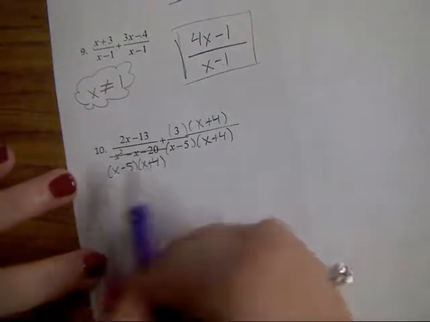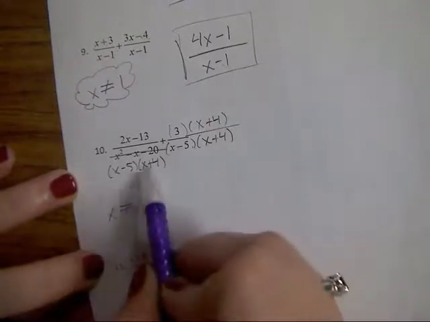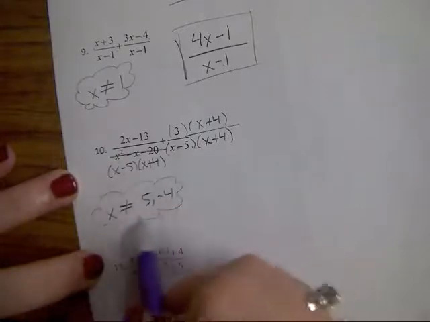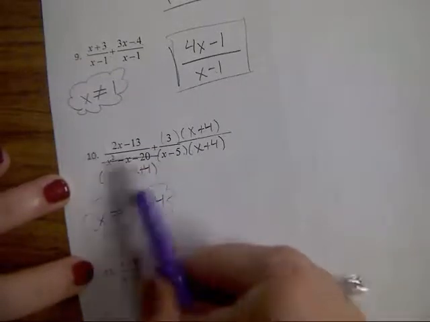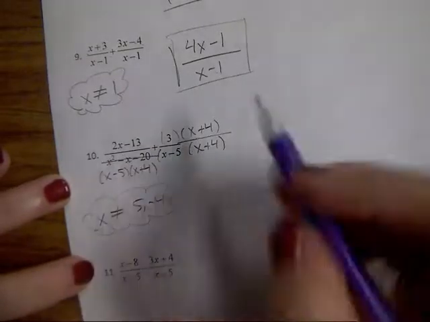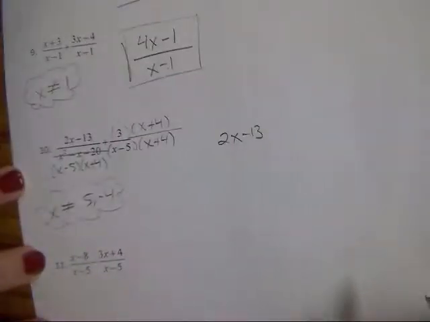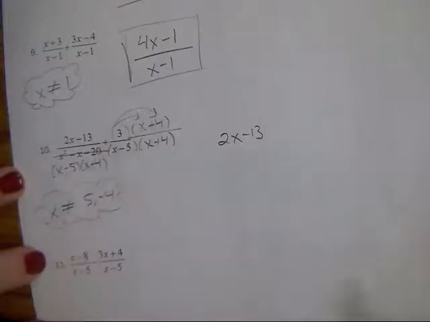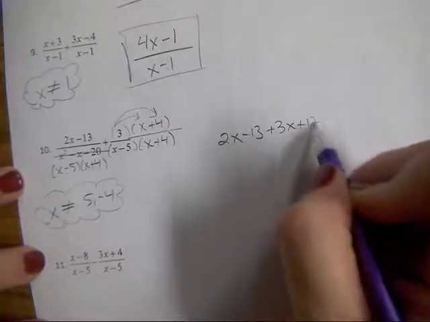Okay. Common denominator, go ahead and get my excluded values. I can't have 5 or negative 4. That would make that equal to 0. All right, here we go. First numerator does not change. Nothing got multiplied. So I'm going to keep 2x minus 13 just the way it is. Okay, here though, I get to distribute my 3 to both x and 4. So that becomes positive 3x and positive 12.